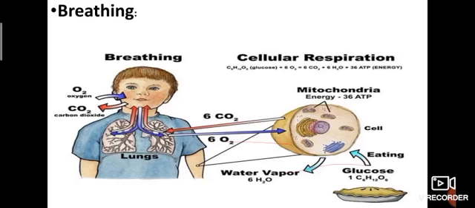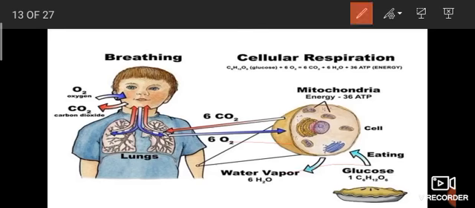Firstly, inhalation. See this. This is the inhalation process because we have to take in oxygen. What happens in inhalation? It is the process of taking air that contains oxygen inside the body. Okay, we take the oxygen inside the body. Then what happens in exhalation? Yeah, we release the carbon dioxide.